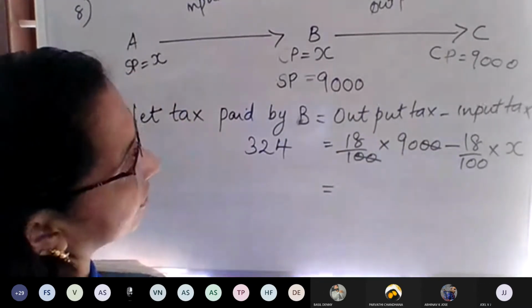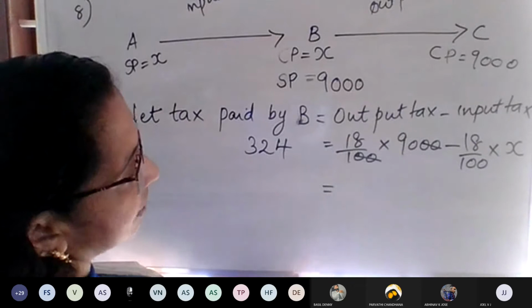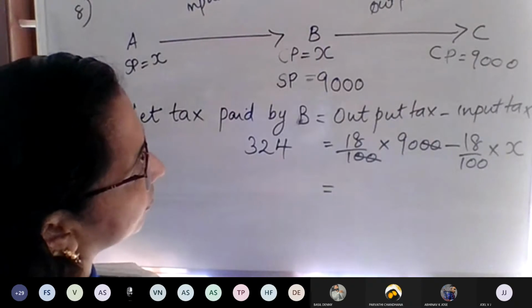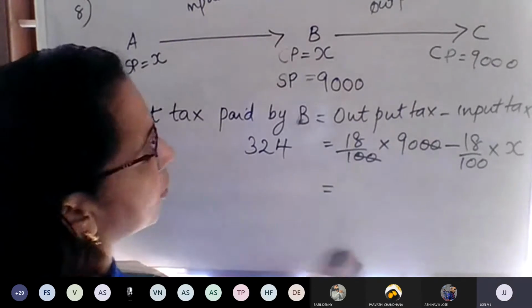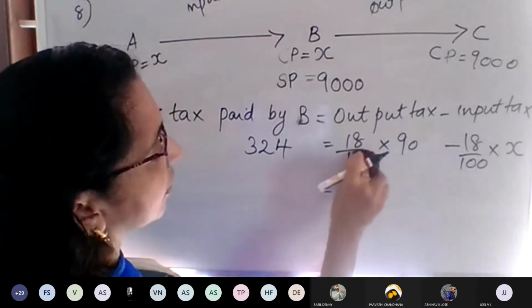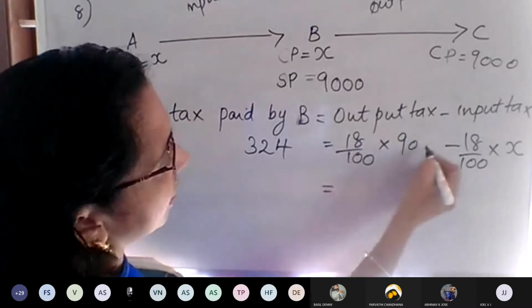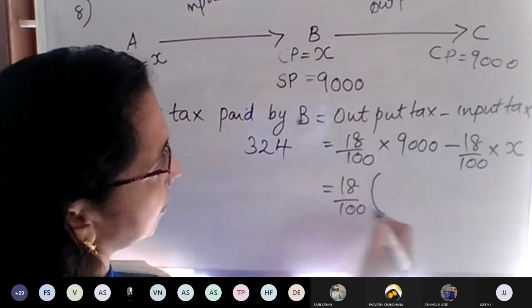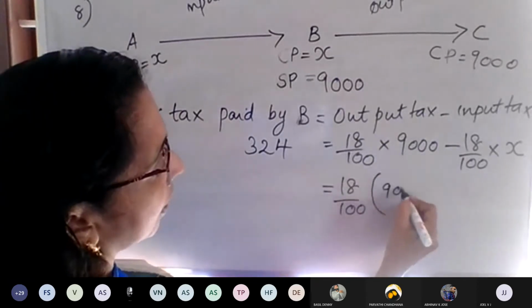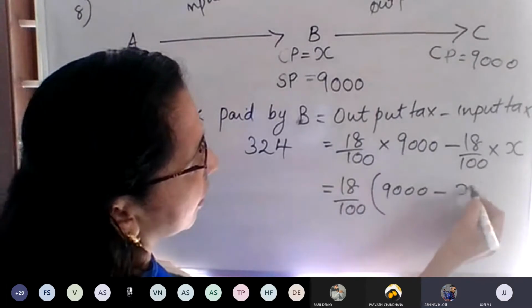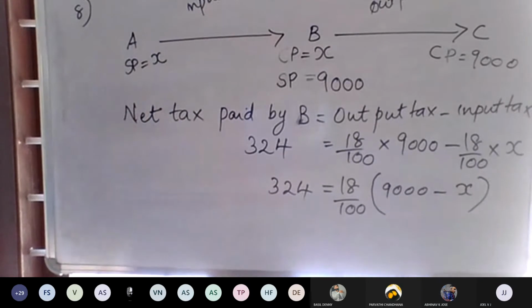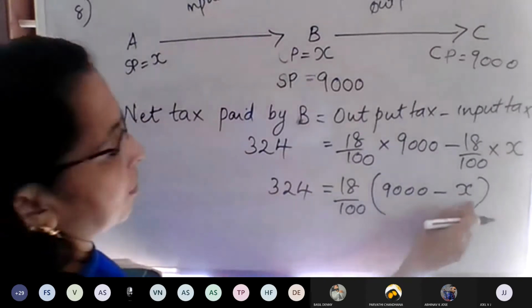Then how can we cancel this? We can't cancel it, I think it is difficult, taking LCM. The common way is better. You can do your own method, but if we take 18 by 100 common, the remaining will be 9,000 minus X. So 324 equals 18 by 100 into 9,000 minus X. I think it is better.